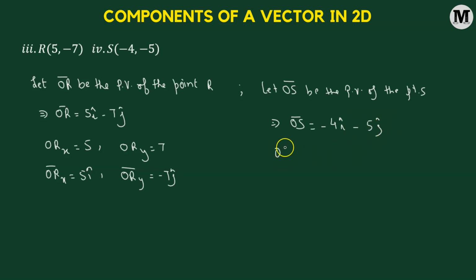In other words, the component of OS along the x-axis is going to be positive 4. The vector component of OS along the x-axis is going to be negative 4 i cap. The component of OS along the y-axis is going to be positive 5 in magnitude, and the vector component of OS along the y-axis is going to be negative 5 j cap.